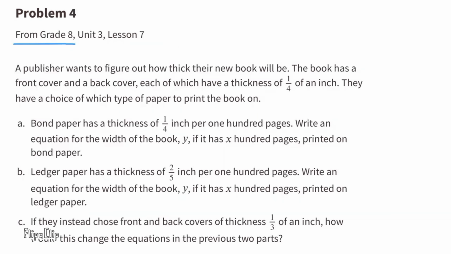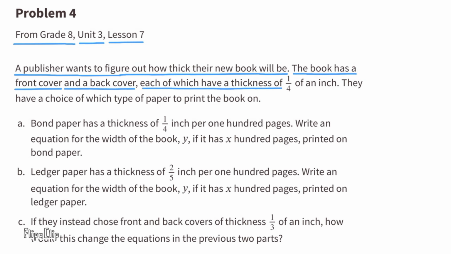Problem number 4 from 8th grade, Unit 3, Lesson 7. A publisher wants to figure out how thick their new book will be. The book has a front cover and a back cover, each of which have a thickness of 1/4 of an inch. They have a choice of which type of paper to print the book on.